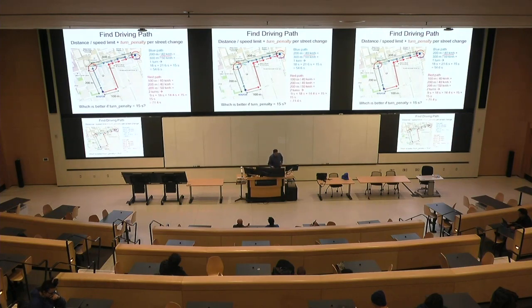For the red path, the distance is actually the same, but this is a slower street. So we go 100 meters on a slow street, divided by 40 kilometers an hour. We go 200 meters on a slow street, divided by 40 kilometers an hour.